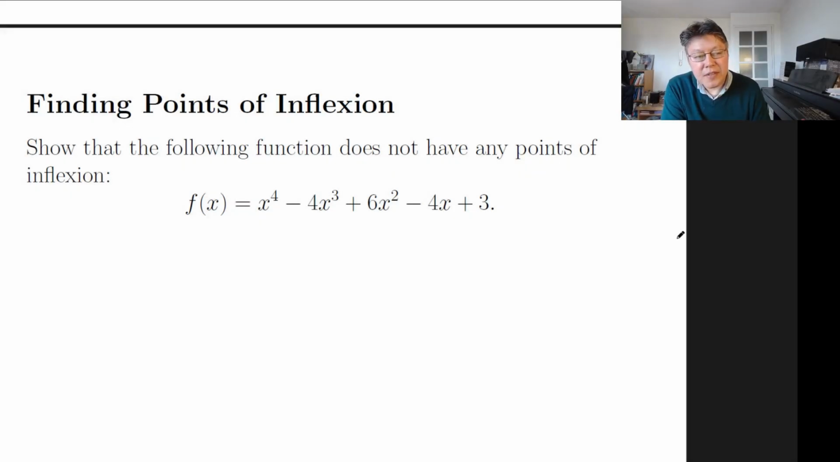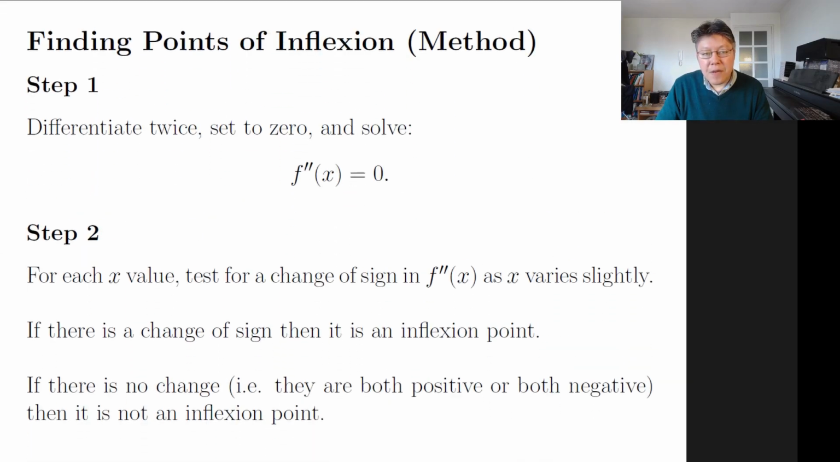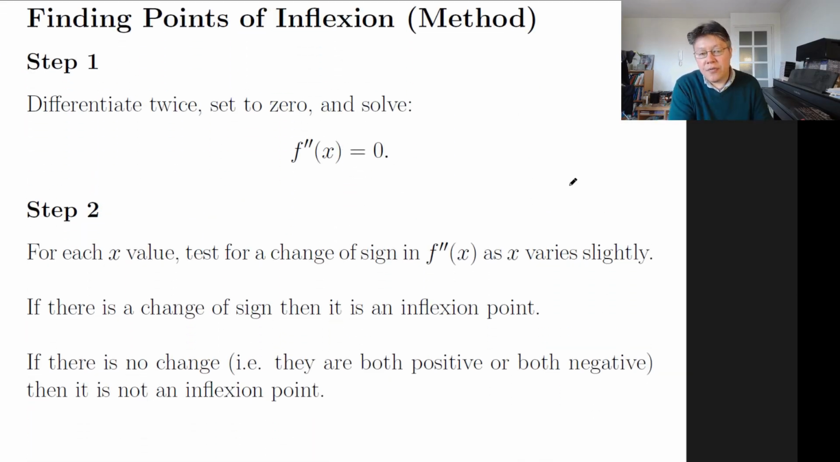Okay, so in this question we're given a quartic function and we need to show that it does not have any points of inflection. So if we look at the sheet, the method to find points of inflection, we're going to follow this. So we're going to do step one, we're going to differentiate it twice, set it to 0 and solve it. But then we should find that when we do the change of sign test, we should find that there's no change of sign.